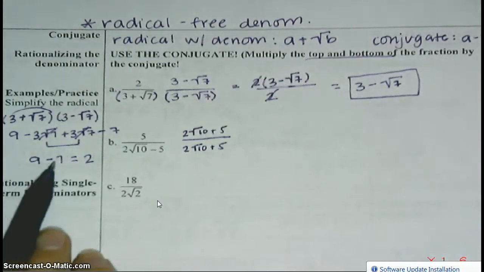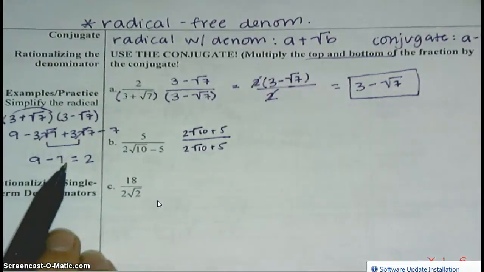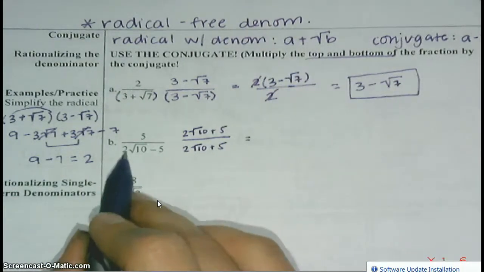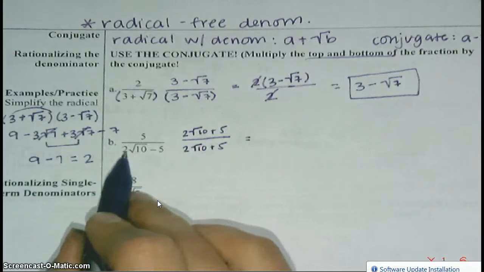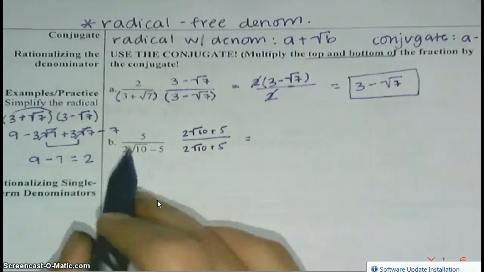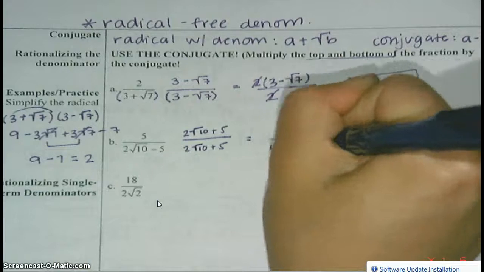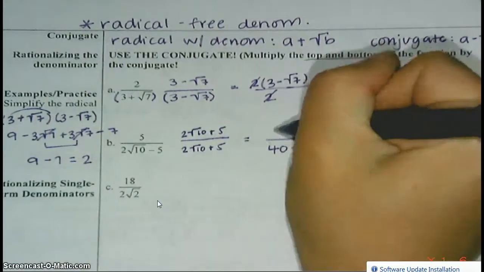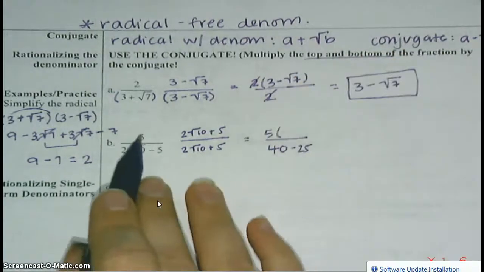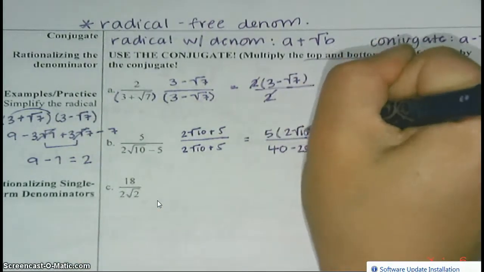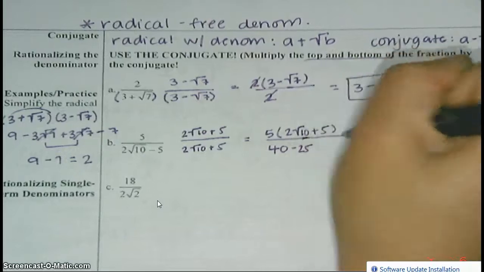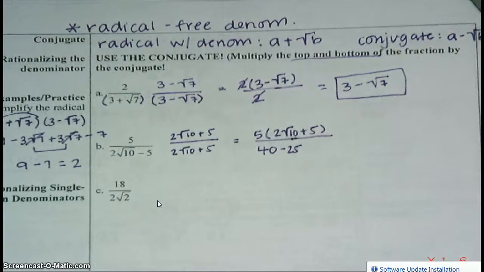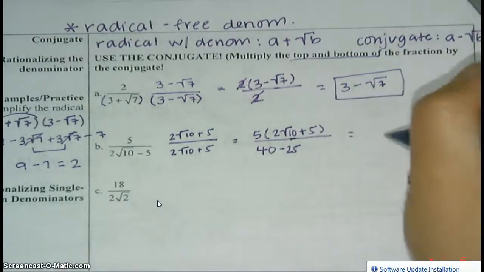Using the pattern over here where you just end up with the first number squared minus the second number squared, I'm going to use that to quickly do this next denominator when I multiply them. Let's see. 2 times 2 is 4, times 10 is 40, and 5 times 5 is 25. And then on the top, I'm just going to multiply across, but don't distribute the 5 yet. Going from there, 40 minus 25 is 15.